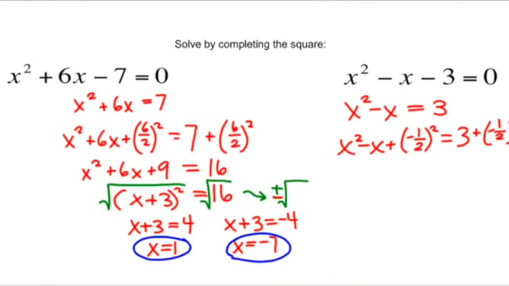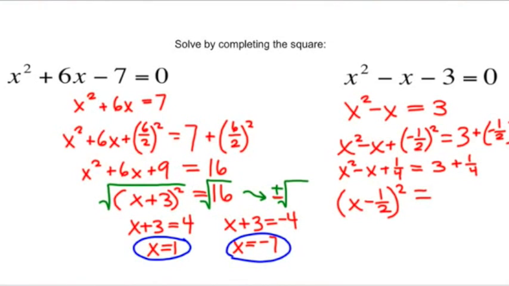Which again, I can expand that negative 1/2 squared to x squared minus x plus 1/4 equals 3 plus 1/4, I could if I wanted to. But what we're going to see is that the important part is getting it to where it's the factored form of a perfect square trinomial, which I know if I take x squared minus x plus 1/4 and I factor it, it has to factor down to x minus 1/2 in parentheses squared. And that's going to equal 3 plus 1/4.